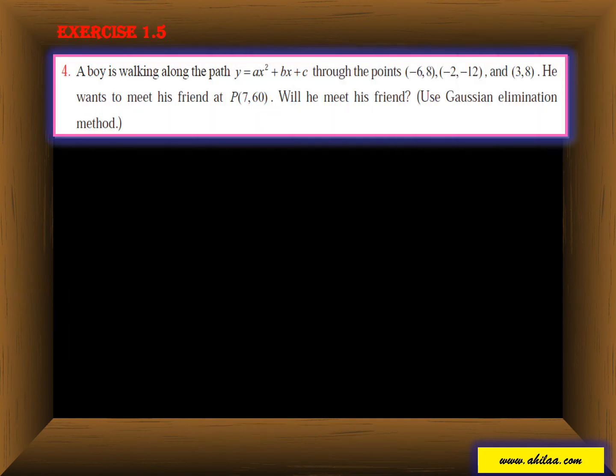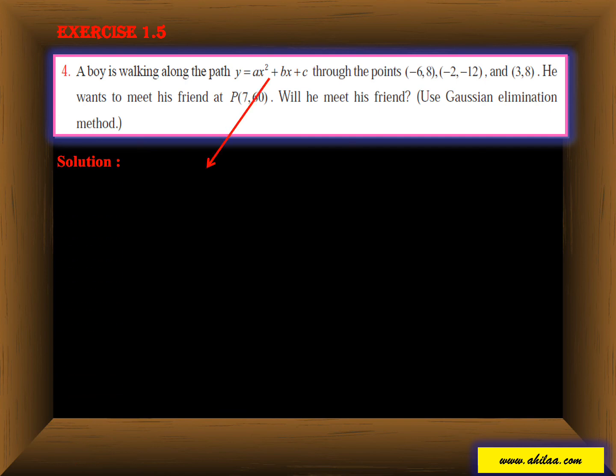Exercise 1.5, fourth problem. A boy is walking along the path y equal to ax square plus bx plus c through the points (-6, 8), (-2, -12) and (3, 8). He wants to meet his friend at P(7, 60). Will he meet his friend? The method mentioned here is the Gaussian elimination method.